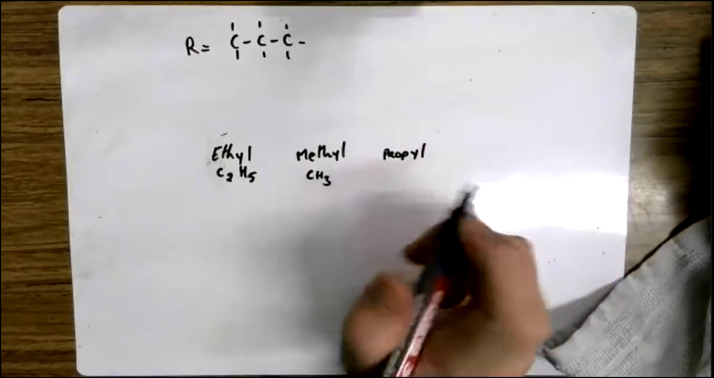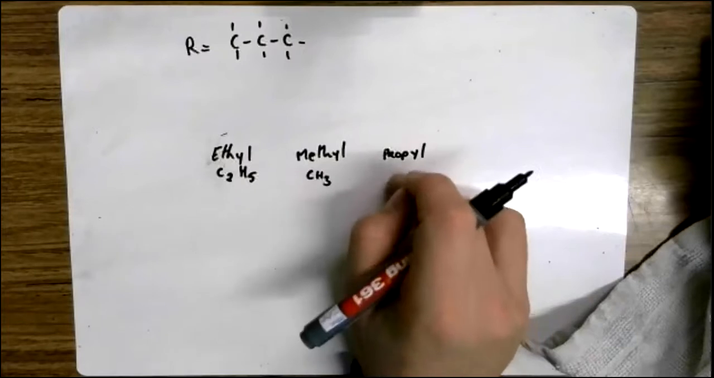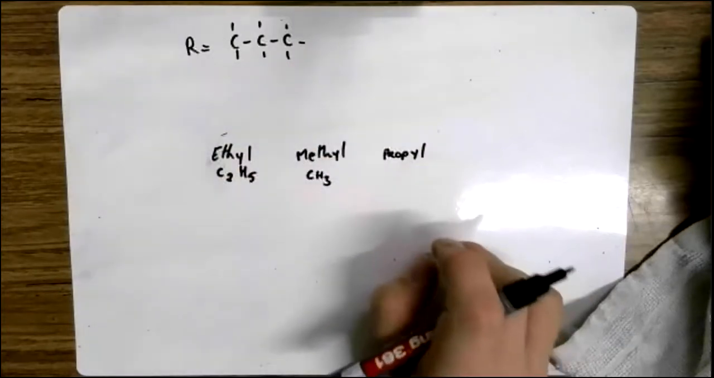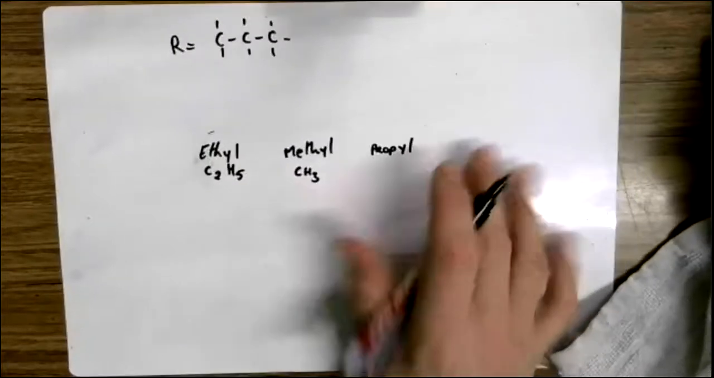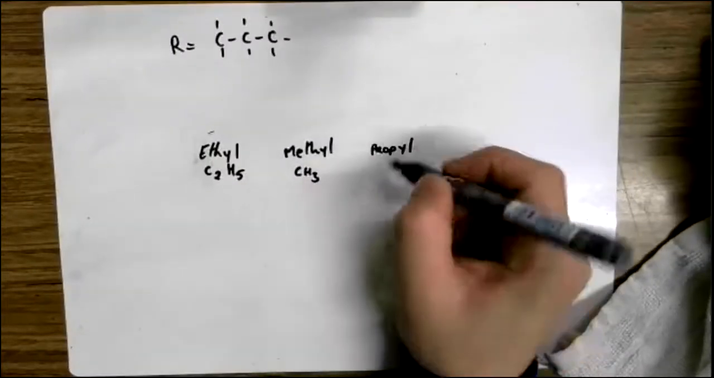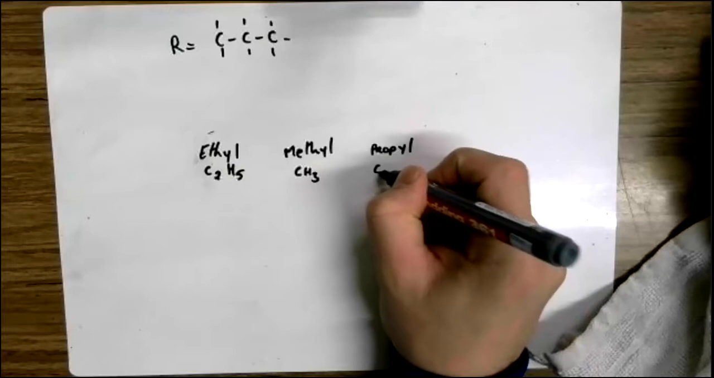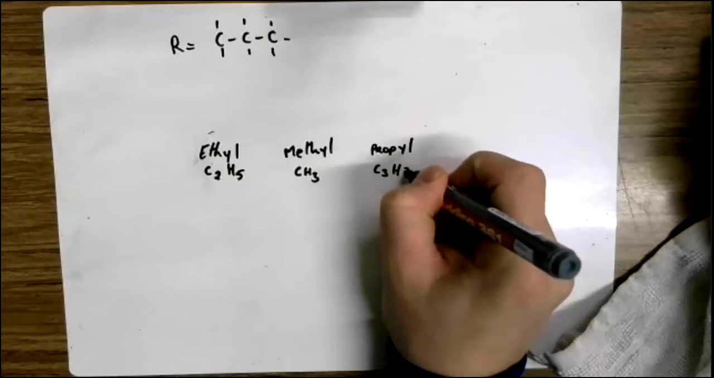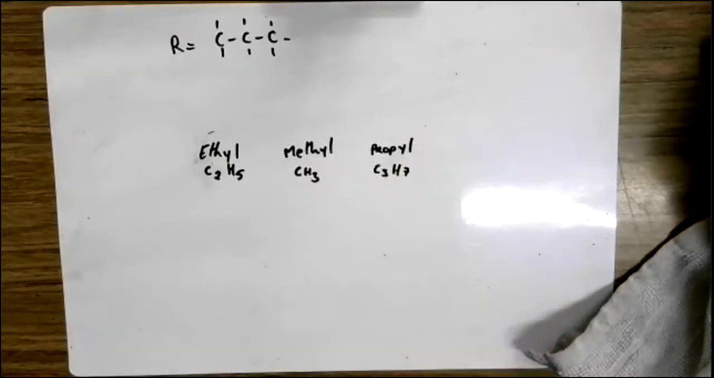Now, I want you to pause your video and try to write down the molecular formula of this substance. Okay, so you should be watching the video if you have paused and tried to write down the molecular formula of propyl. I hope you wrote C3H7. C3H7 would be a propyl group.